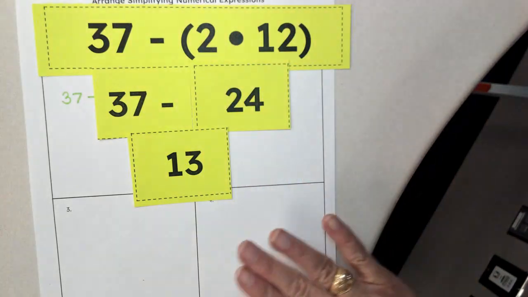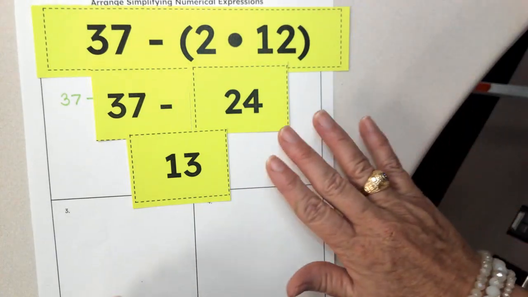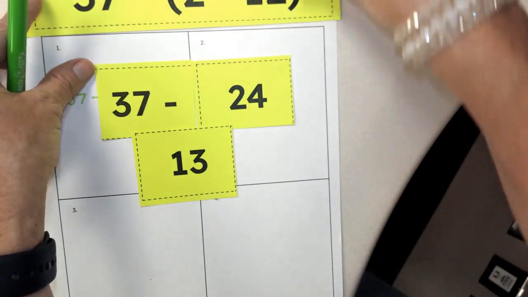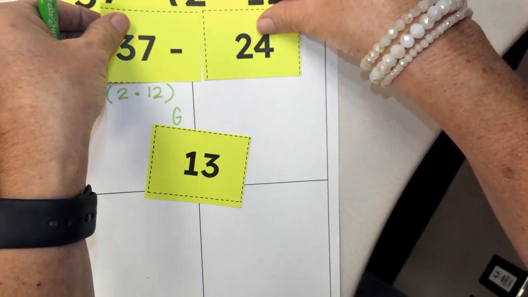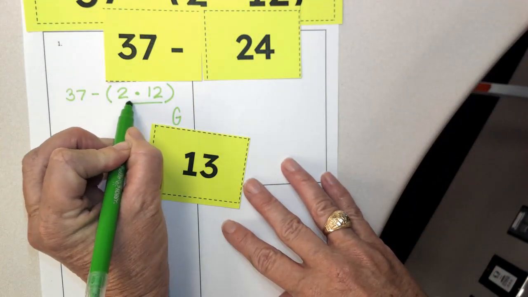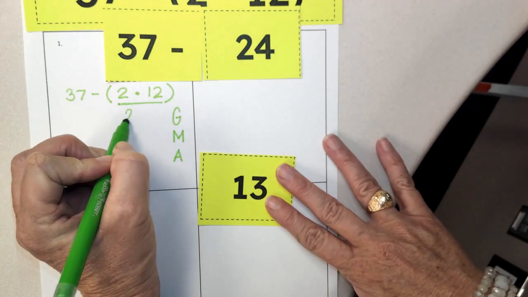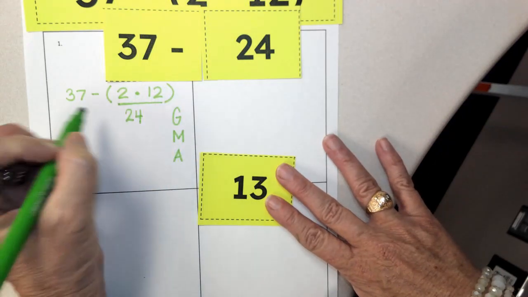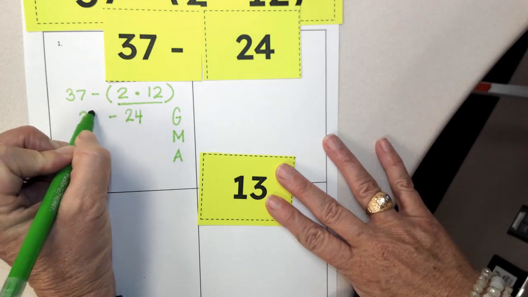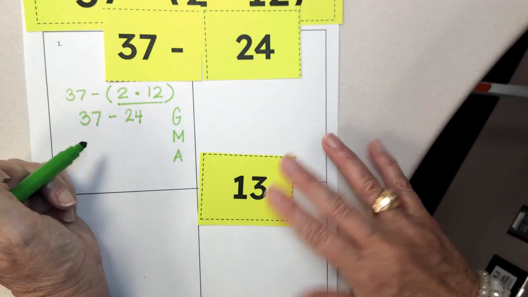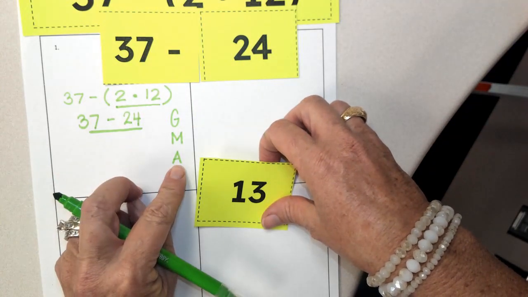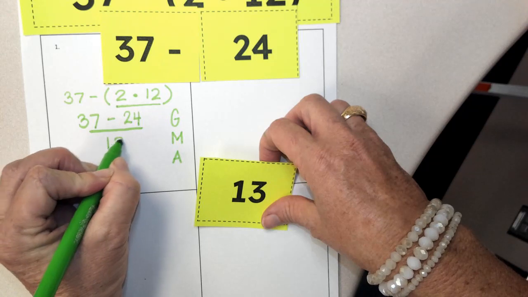So now that I've laid out my problem with my pieces, what I want to do is go ahead and copy down these pieces in the box that is provided. So we solved the 12 times 2 first, and we got 24, so we're recording that. We're dropping down the subtraction sign. We're dropping down the number 37. And then finally, we're solving this piece next, the subtraction piece, and we get 13 as our answer.